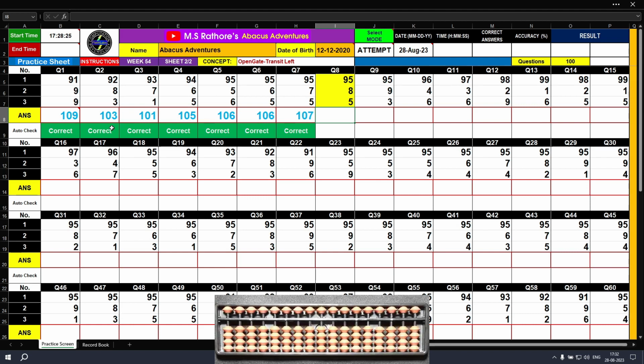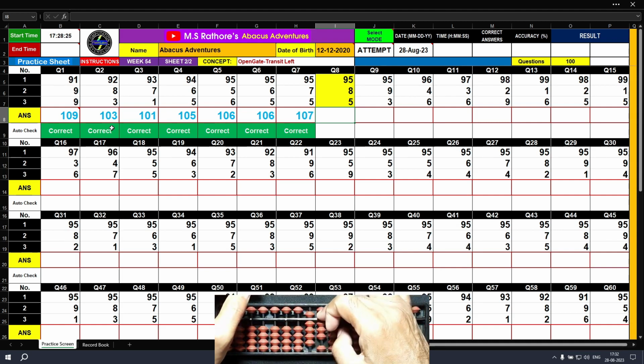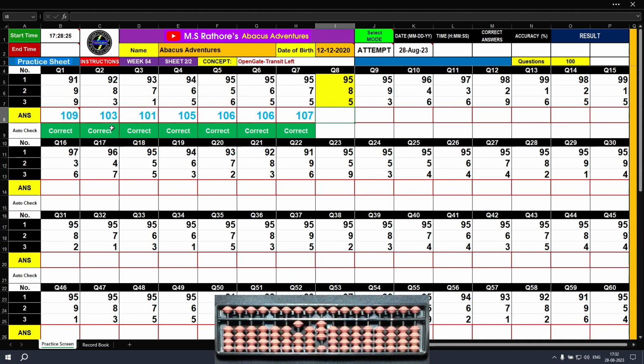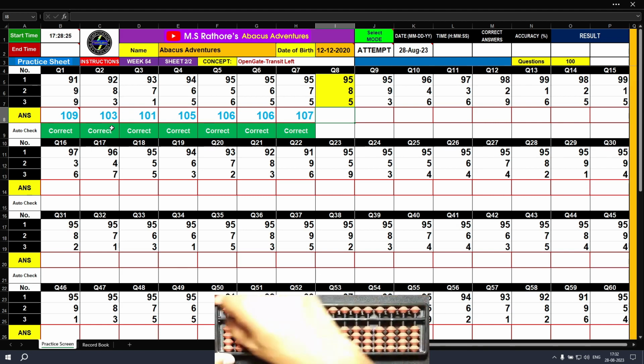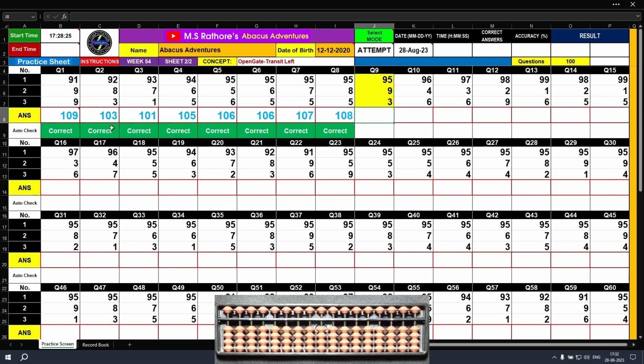Question number 8. Plus 90, plus 5, the answer is 95. Plus 8 equals plus 3 minus 5, open the gate, plus 10. The answer is 103. Plus 5, the answer is 108.